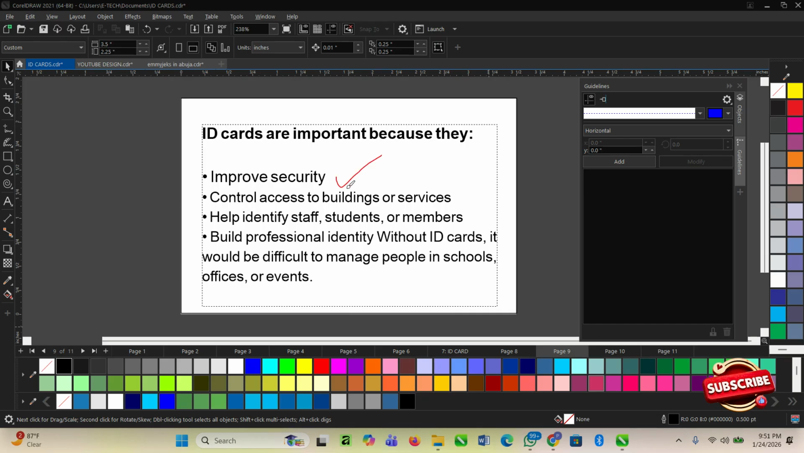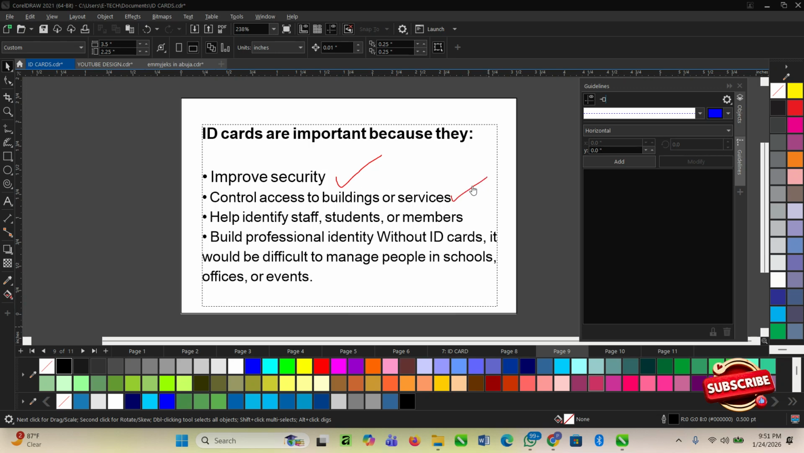For these security reasons, you can identify yourself in any misconduct or any trouble or maltreatment, or if anybody is trying to harass you. Your ID cards are very, very important and very, very necessary.